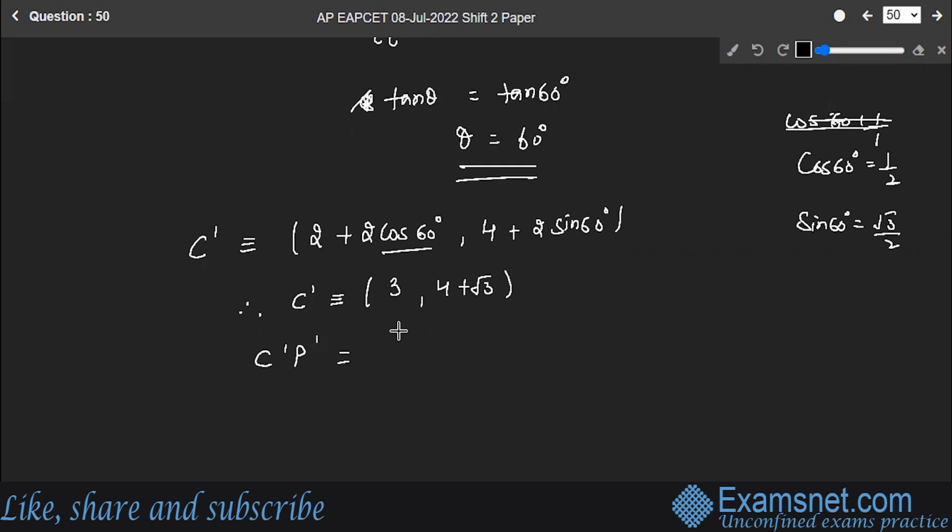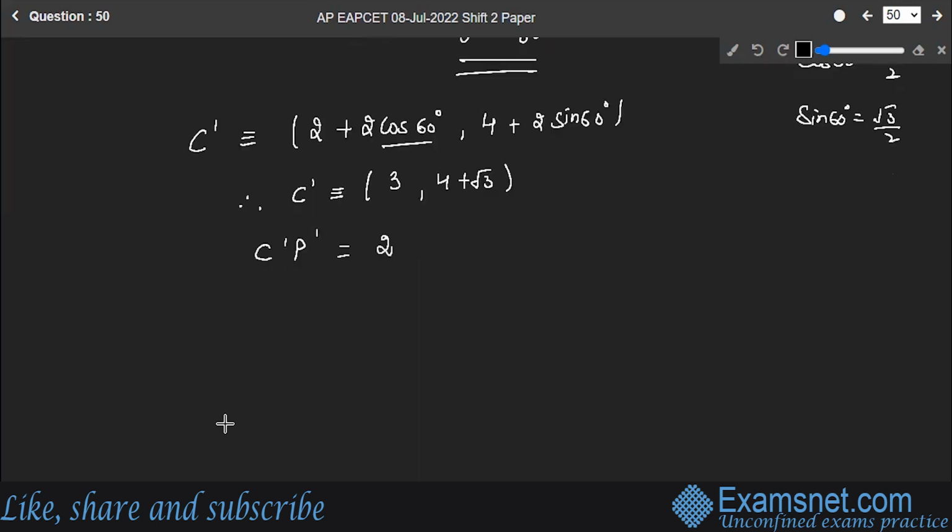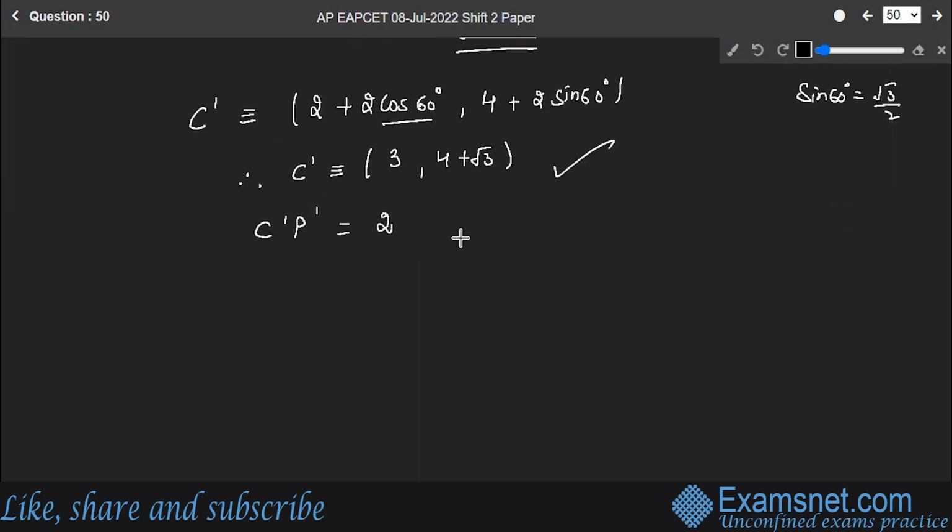See, this is the same circle. You know C dash, P dash, the radius is not going to change. It will be equal to 2 only. You have to find out the equation of the new circle. You got the center, you got the radius. So it is easy to frame the equation of the new circle. What is that?